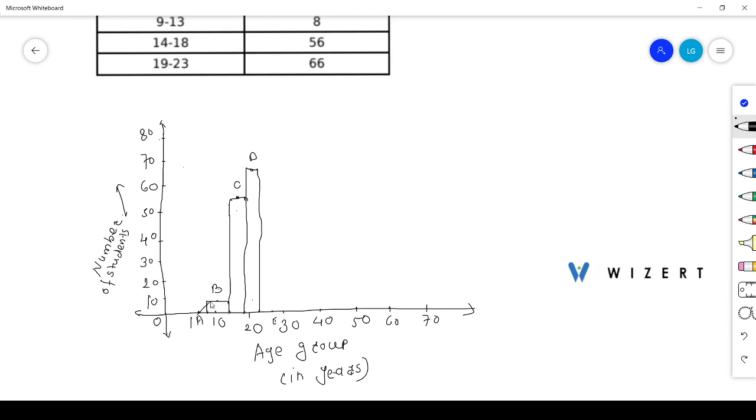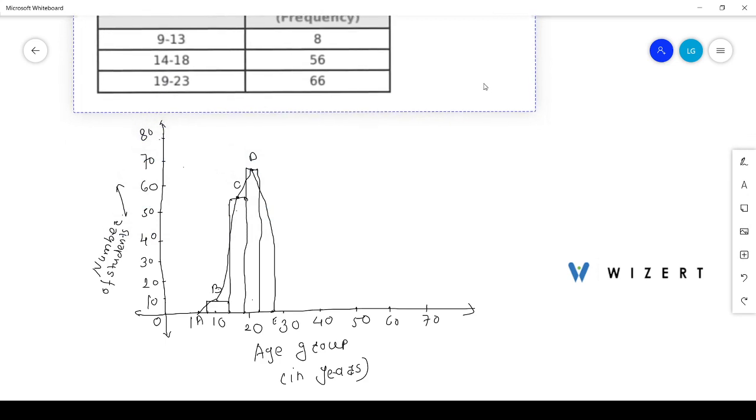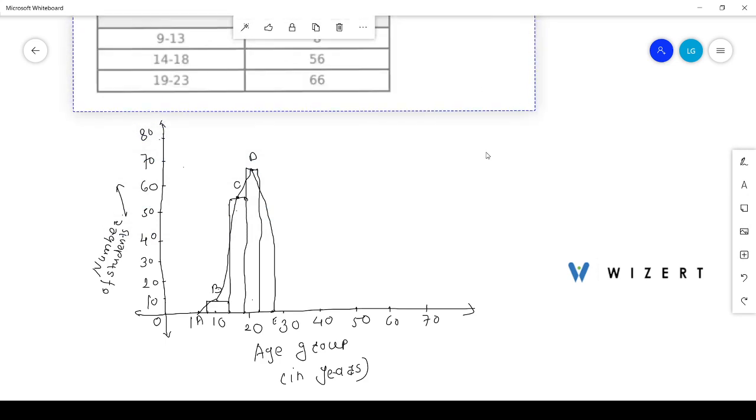Join this, the graph will be like this: C, then D, and then E. So our frequency polygon will be represented like this.